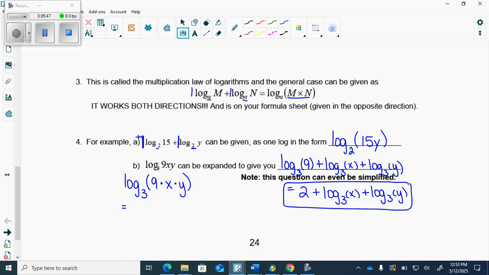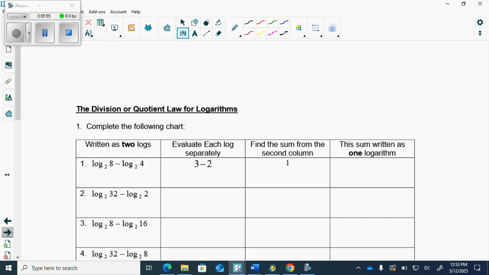Then we go to the next page. We have subtracting. What do you think is going to happen with subtraction? Division. Watch this, please. This has a plus 1 in front. Do you see that? So what's behind it goes in the numerator, and a minus 1 in front, what's behind it goes in the denominator. So this could be out of order. They could have given this to me as negative log base 2 of 4 plus log base 2 of 8. It doesn't matter if they gave it to me out of order. Whatever has a minus 1 in front goes in the denominator, and plus 1 in front goes in the numerator. Okay?